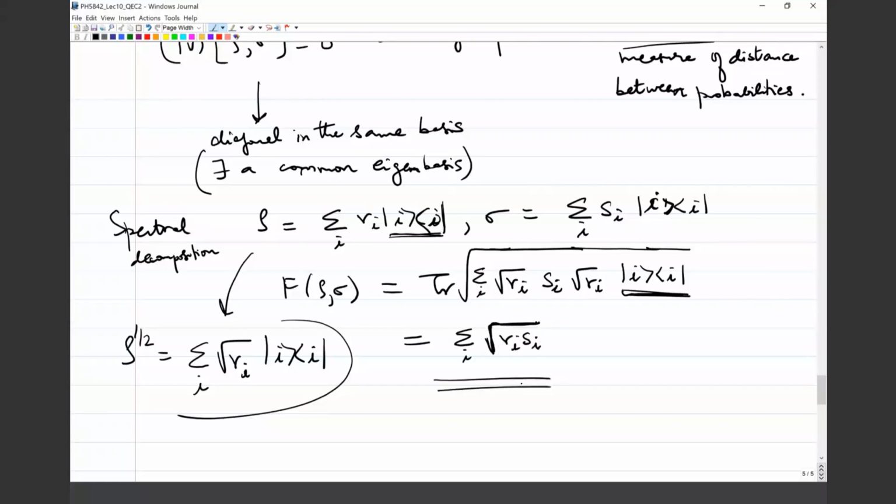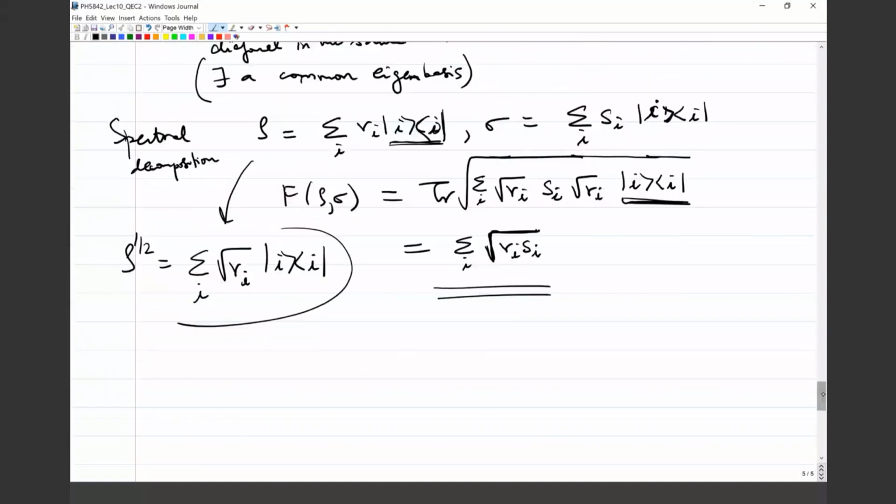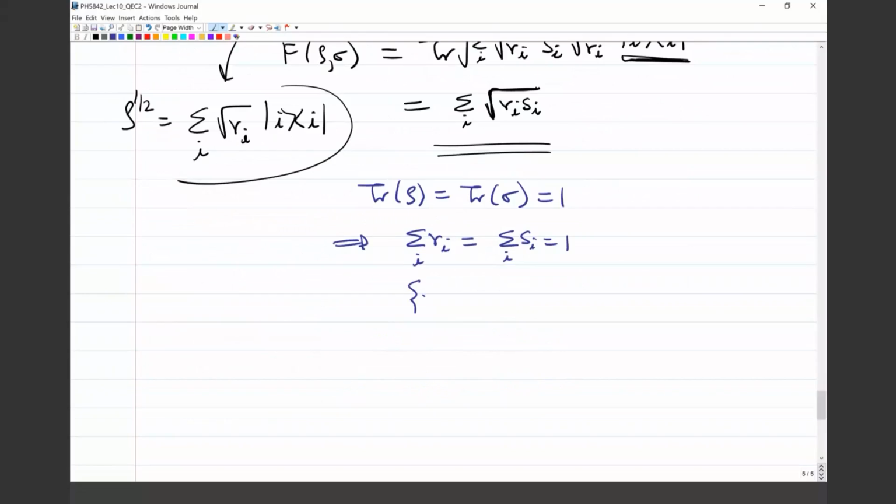Now what is this? Remember that the trace of these density operators must be 1. So trace rho is the same as trace sigma is 1, which implies that the sum over i of Ri is the same as the sum over i of Si is 1. So the Ri and Si form a pair of probability distributions.